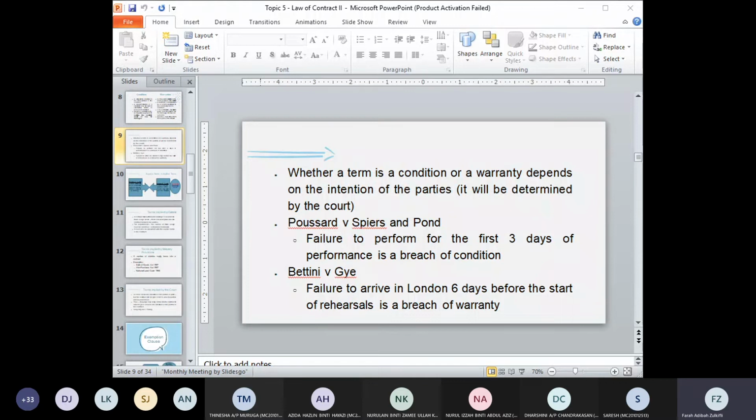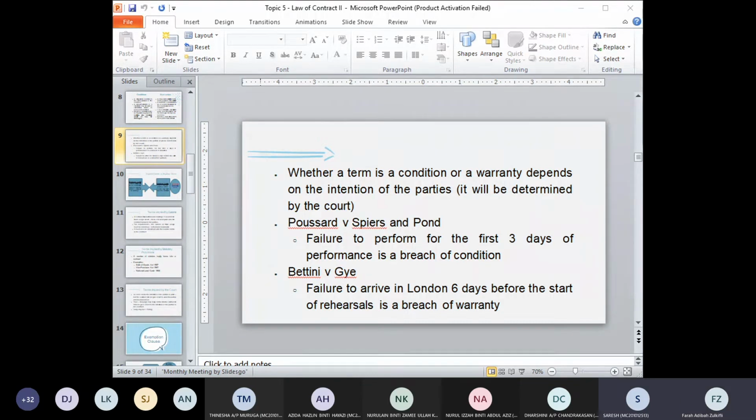Okay, so can you see the difference between the facts in the case of Possart and the facts in the case of Bettini? What are the differences between these two cases? What made these two cases different? Madam, may I say that the factor of why they were late, perhaps? What are the differences? That was a hard one. I can't, madam. Sorry.